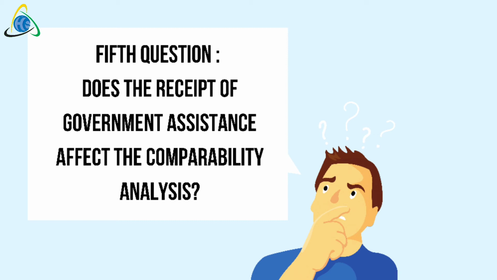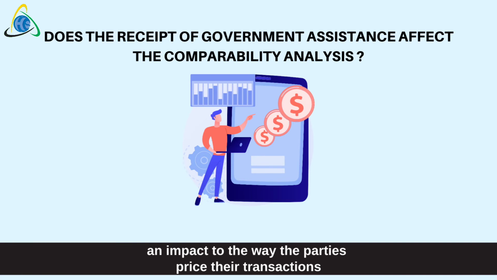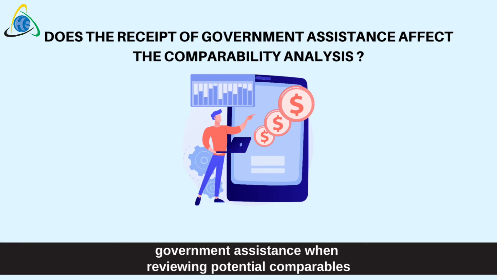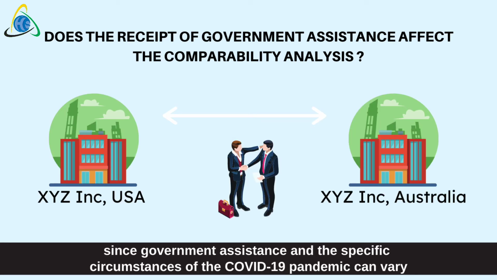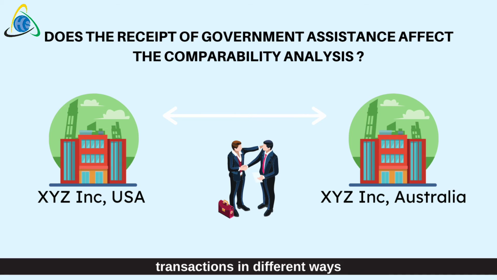The last question. Does the receipt of government assistance affect the comparability analysis? Government assistance may influence the comparability of open market transactions or firms, which may give an impact to the way the parties price their transactions. Therefore, when conducting a comparability analysis, it is necessary to take into account the receipt of government assistance when reviewing potential comparables. Since government assistance and the specific circumstances of the COVID-19 pandemic can vary across different markets, it can also affect the comparables and the arm's length prices of uncontrolled transactions in different ways.